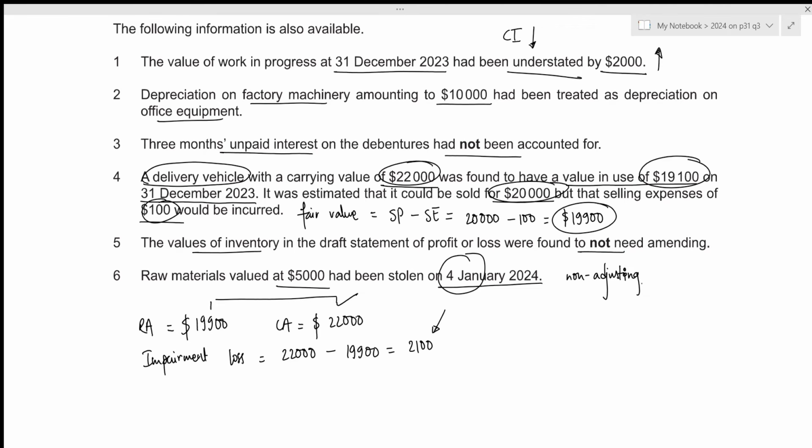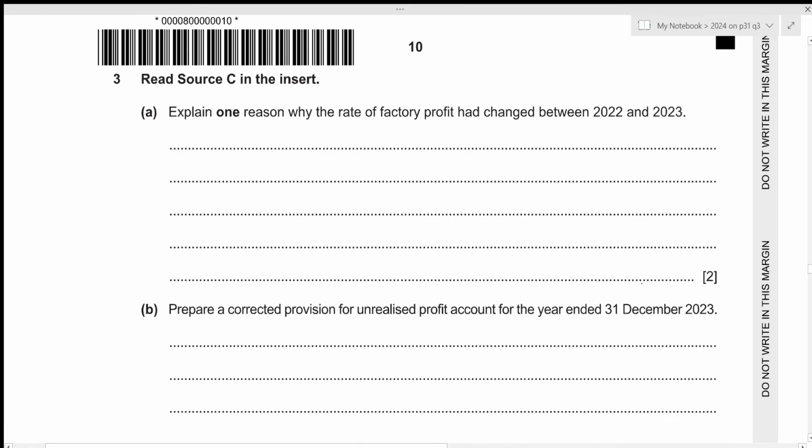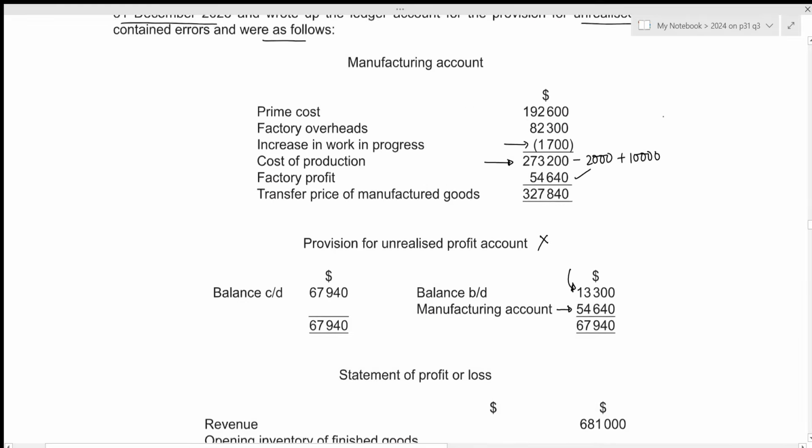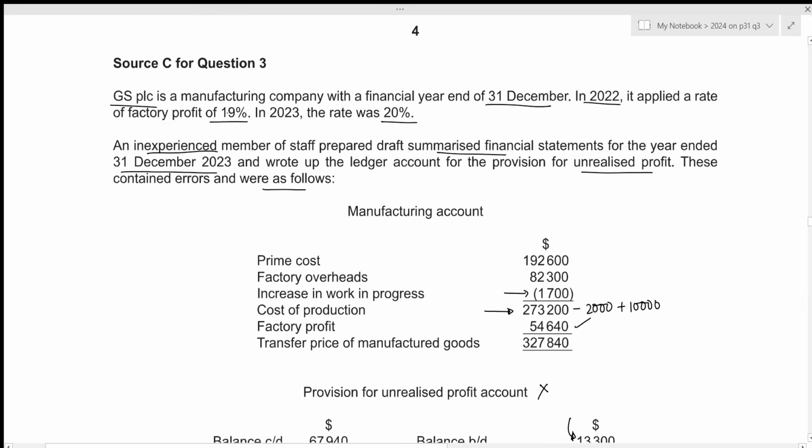Let's take a look at the first question. We need to explain one reason why the rate of factory profit has changed between 2022 and 2023. Let's take a look at our information. In 2022, the rate of factory profit was 19%. In 2023, the rate was increased to 20%. Remember that we apply the rate of factory profit so that we get the transfer price. Transfer price is equivalent to the buy-in price, so it should be comparable.